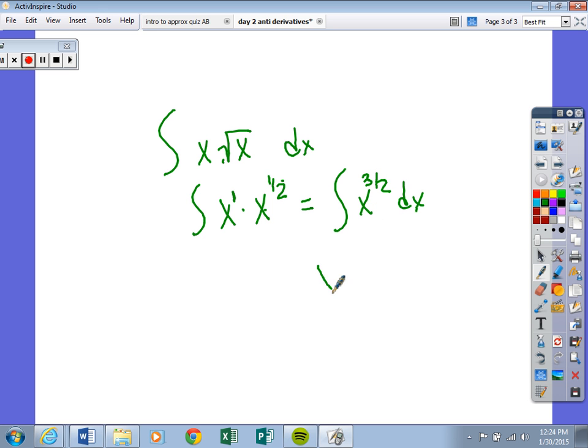So to take the integral of this, I'm going to add 1 to the power, which will become a 5/2. Instead of putting it over 5/2, I'm going to go ahead and flip it and call it a 2/5. And that is my answer for that one.